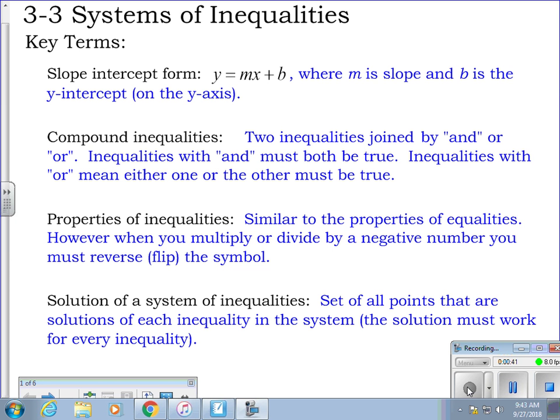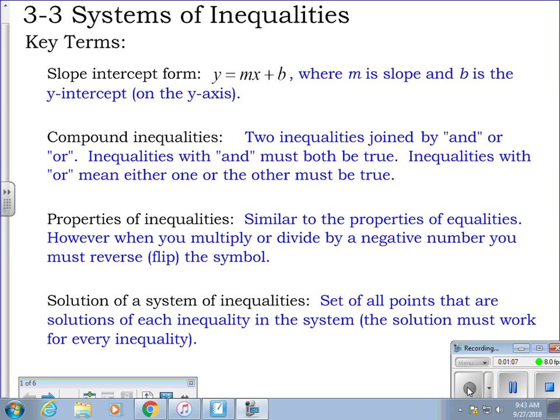Properties of inequalities: if you're trying to solve an inequality, everything is the same as solving an equation, except for flipping the inequality sign when you multiply or divide by a negative. Okay. Solution of a system of inequalities: the set of all points that are solutions of each inequality in the system. The solution must work for every inequality.